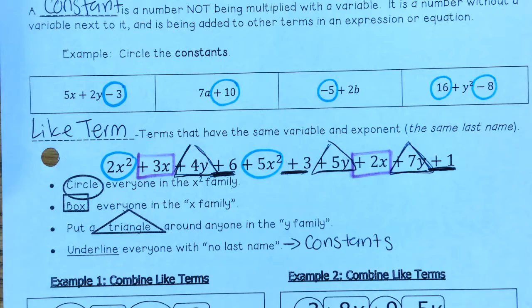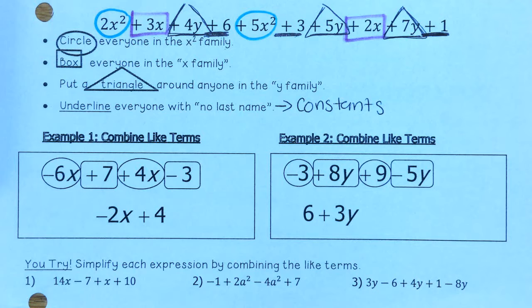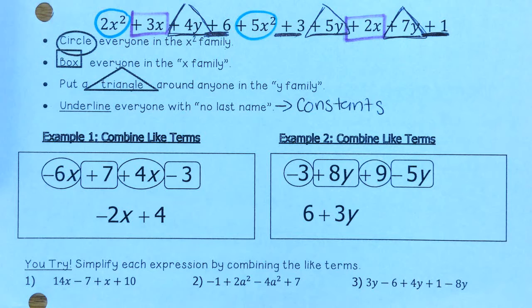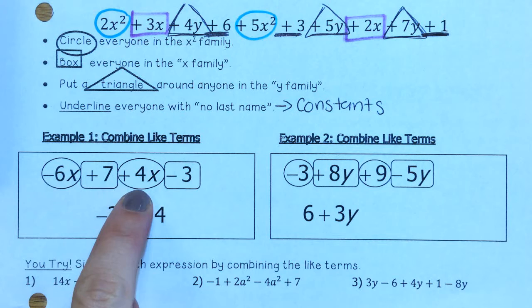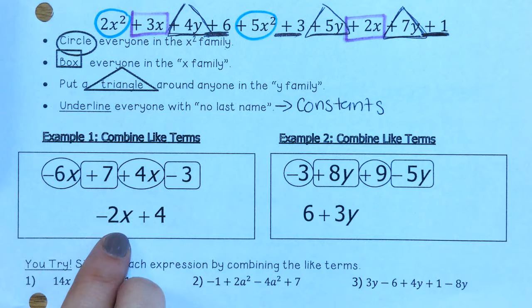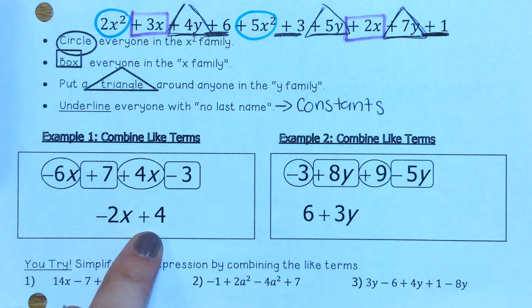You need to know what like terms are because to simplify expressions we need to combine them or add them all up. So in the expression negative 6x plus 7 plus 4x minus 3, we can circle all of our x terms, the negative 6x and positive 4x, and then add them up. Negative 6 plus 4 is negative 2, and that was an x term. So negative 6x plus 4x is negative 2x. Positive 7 and negative 3, add them up, you get positive 4, which is why this says plus 4. The 4 is positive, so we're adding it.